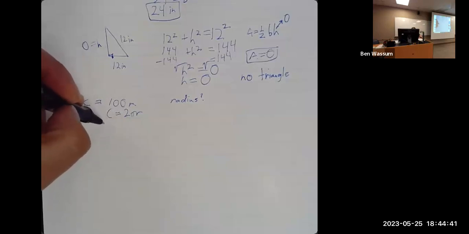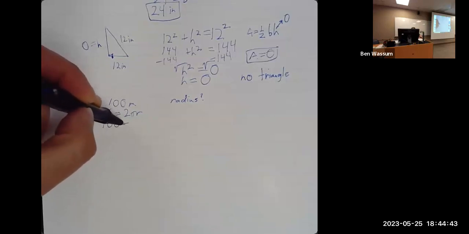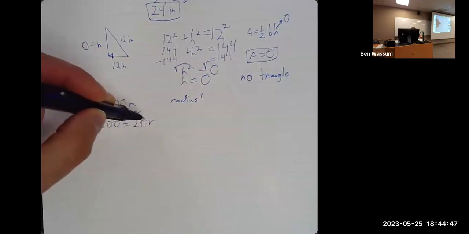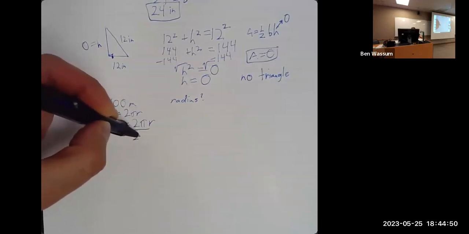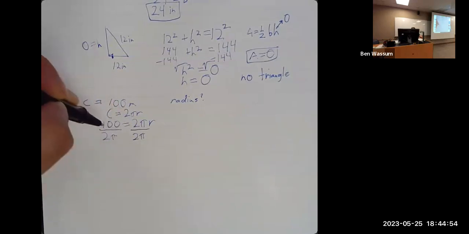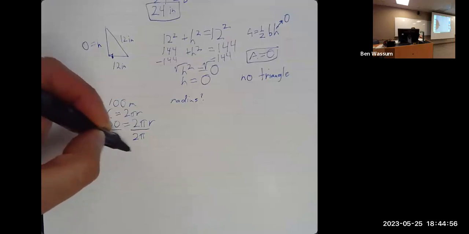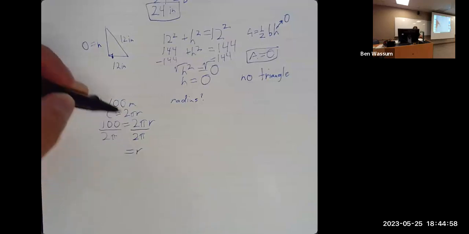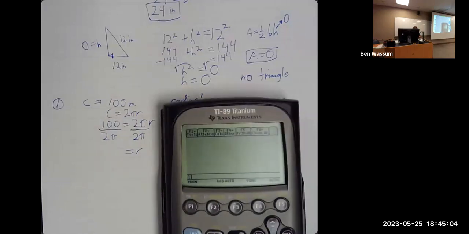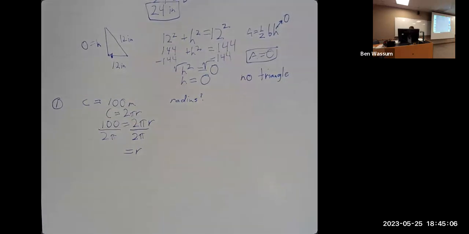So we're going to say our circumference is 100. And then to solve for the radius, we're going to divide by both the 2 and the pi. Comes to dividing by 2 pi. Actually, let me use the other calculator for a visual.